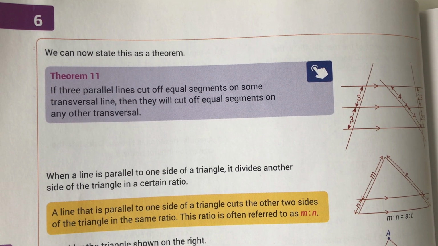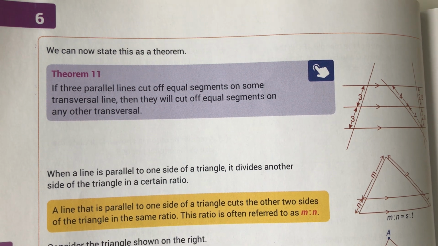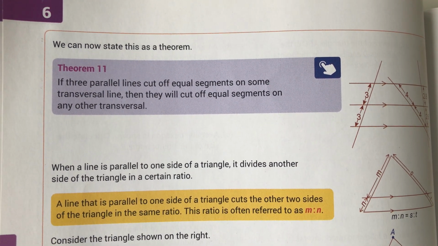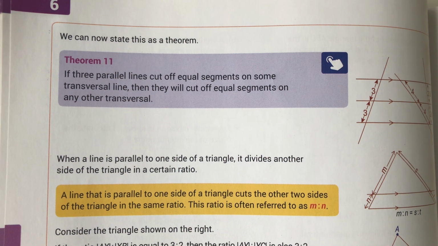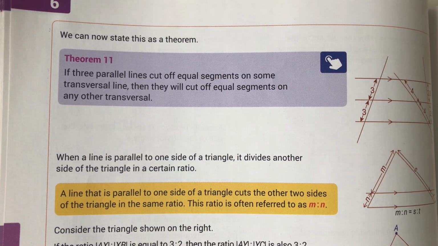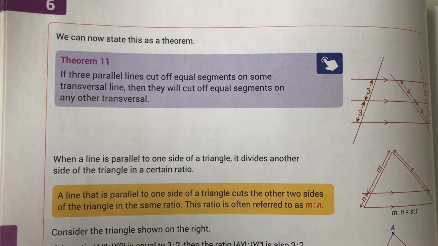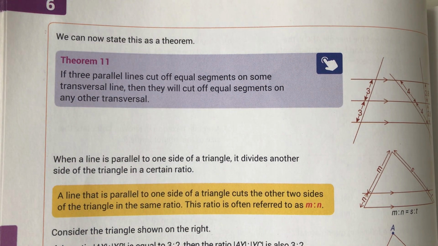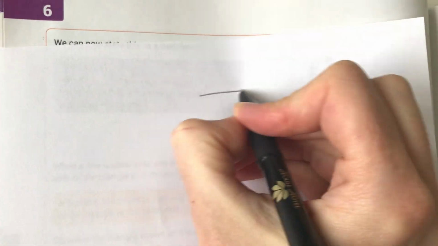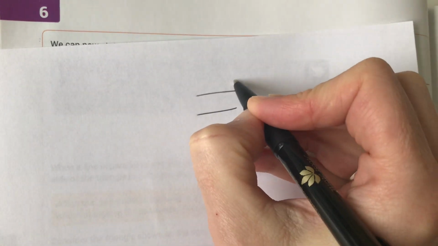Theorems 11, 12 and 13 you will eventually prove. I just want to go through them now, and you are going to get used to using them first. Eventually we'll prove them. So Theorem 11 talks about three parallel lines and transversals. Well, we have before talked about two parallel lines and a transversal.